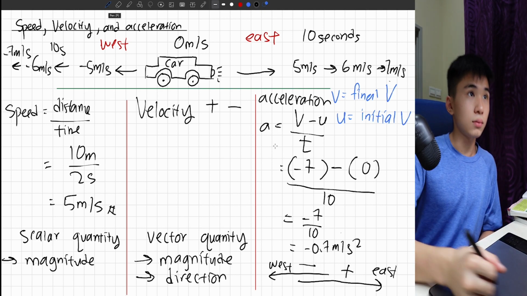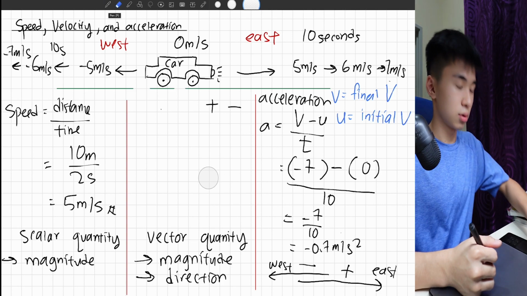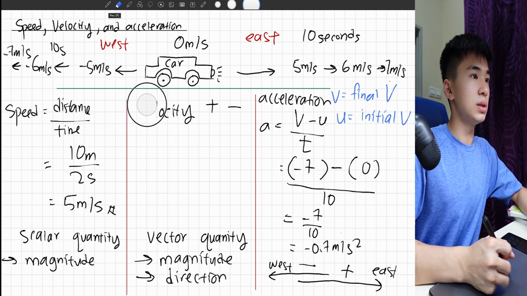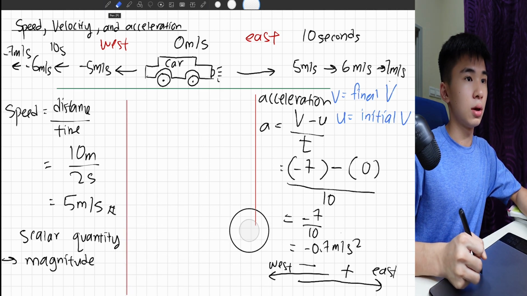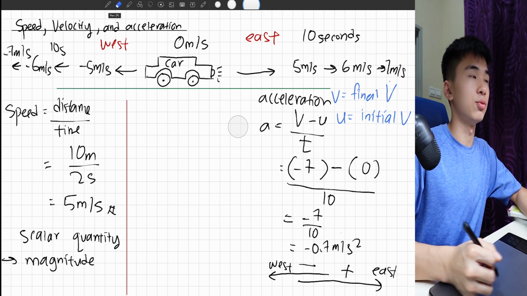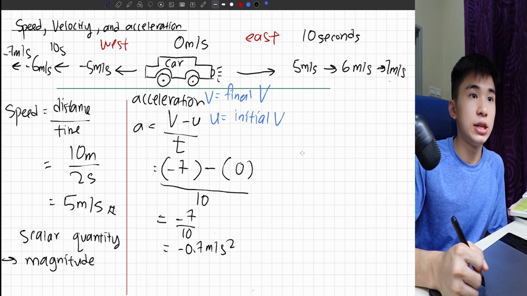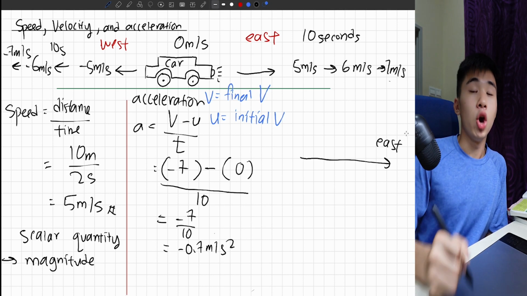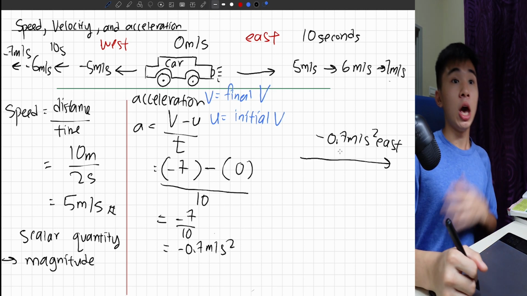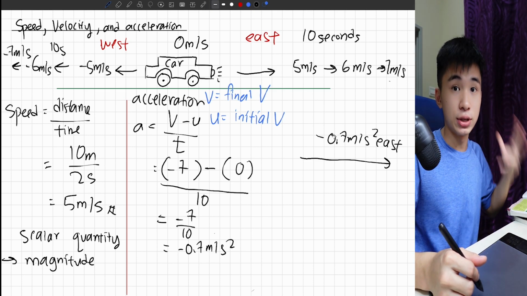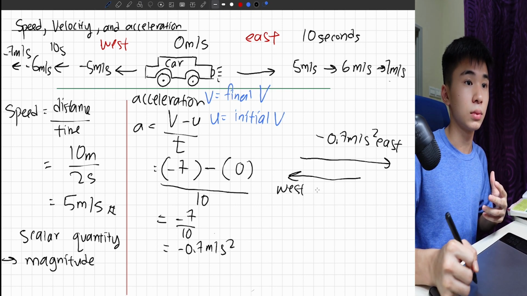Okay, so if we are talking about, let me just erase this velocity guy first. Erase here first, because I need more space to explain it. So if our car is accelerating to the east direction, we can still have negative 0.7 meters per second squared, which means it is still accelerating. It's just in a different direction. It is going to be our west direction.